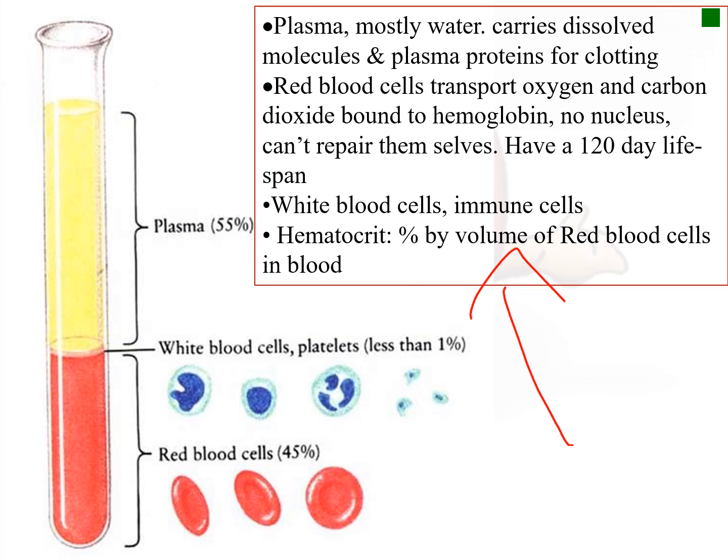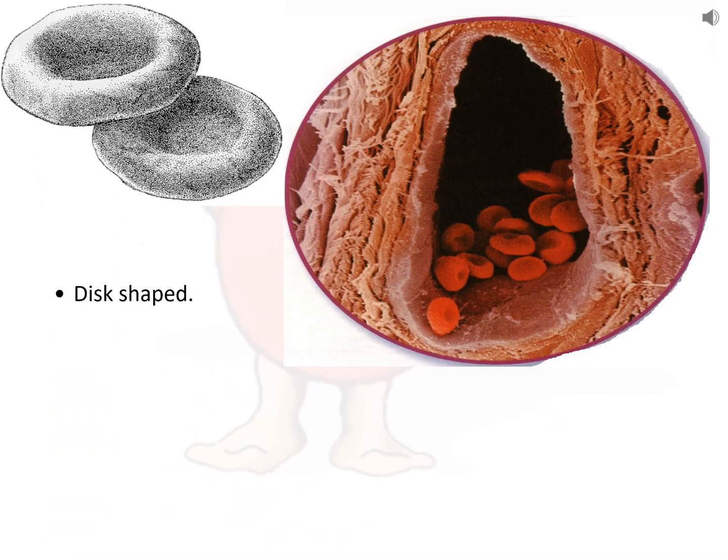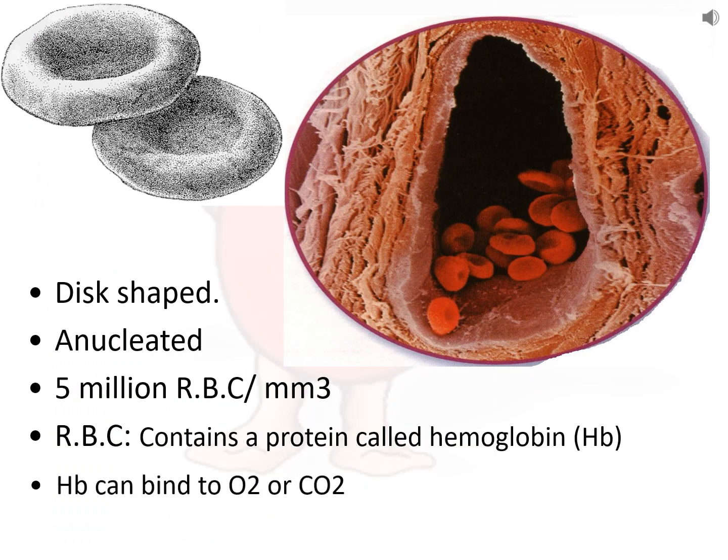cells about 45%. You have to know that the hematocrit is the percentage by volume of red blood cells in the blood. So here we have some properties about the red blood cells. They are disc-shaped, they are anucleated, they have 5 million red blood cells per millimeter cube, and they contain a protein called hemoglobin, of symbol Hb.